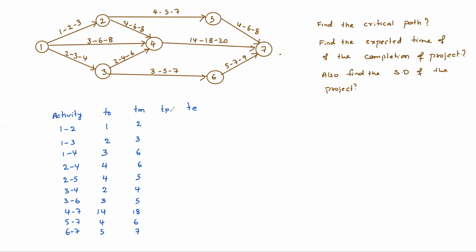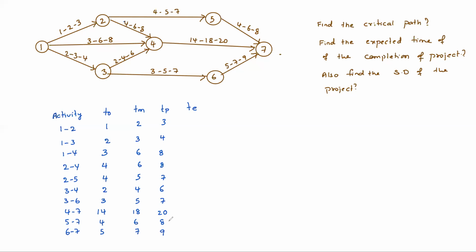Then TP, pessimistic times. For 1-2 activity, 3. 1-3 activity, 4. 1-4 activity, 8. 2-4 activity, 8. 2-5 activity, 7. 3-4 activity, 6. 3-6 activity, 7. 4-7 activity, 20. 5-7 activity, 8. 6-7 activity, 9.